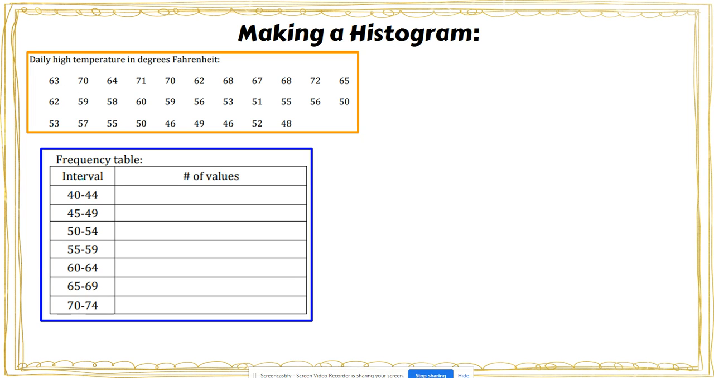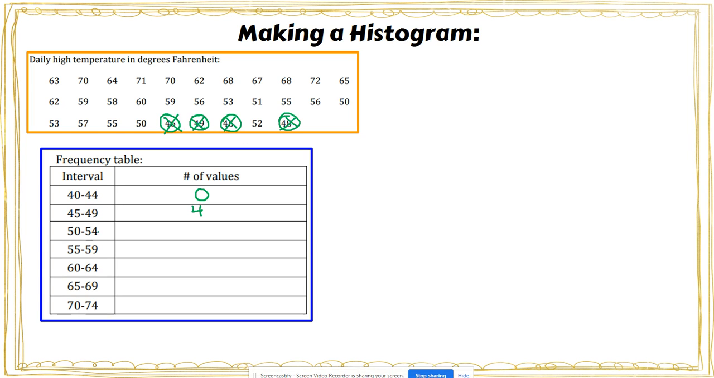So let's start with 40 to 44. If I look in my data set, I'm going to stop at any number that is between 40 and 44. And so far I have none. So there would be 0 numbers here that are between 40 and 44. So now let's look for numbers between 45 and 49. Well, I don't have any in my first 2 rows, but in my last row, I have 46, 49, 46, and 48. So that is 4 numbers that are between 45 and 49.